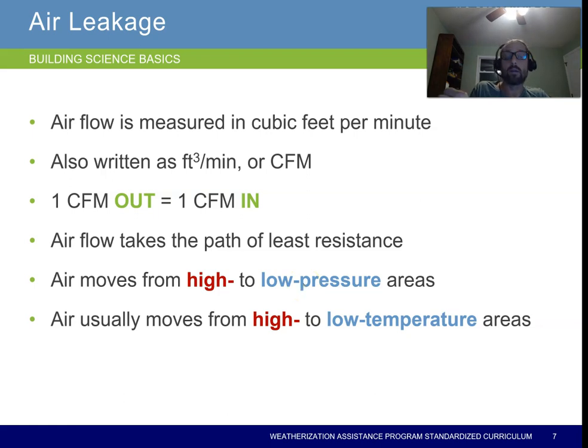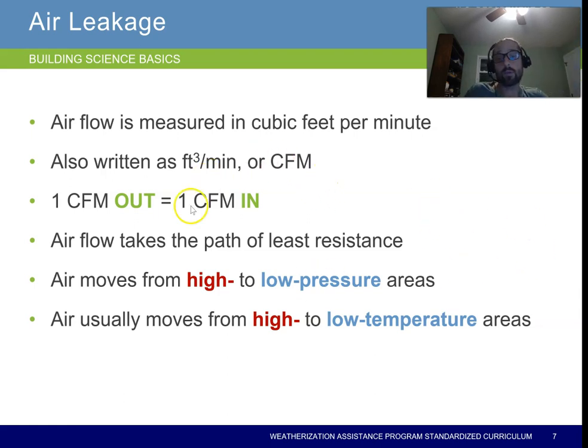So if you have air moving in and out of a house, if you open up a window, it's going to move out. And then you have little leaks in the attic space. It's going to move out there too. But the air is going to flow through the open window before it goes to the attic, because it's less resistance. It's a big open hole.